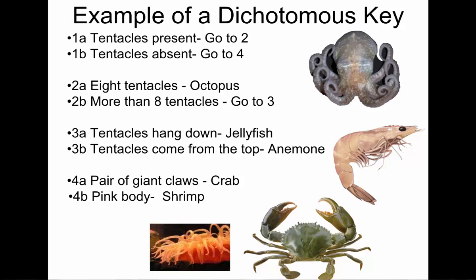All right, tentacles present or absent? Absent. We go to 4. Pair of giant claws? Yes, that's a crab. Okay, tentacles present or absent? Present. We go to 2. 8 or more than 8? More than 8.